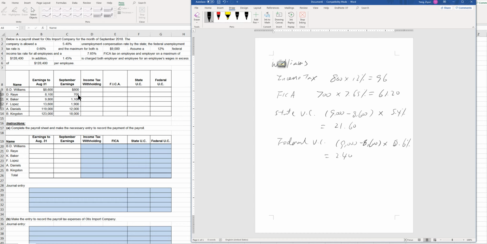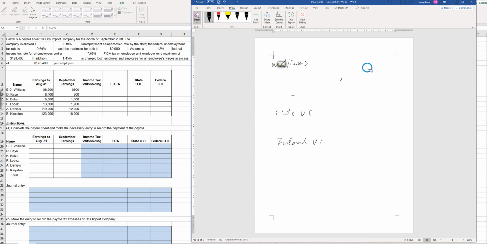The same thing for Lopez. But we're going to talk about Daniels, because if you look at Daniels' compensation, it's pretty high. For the income tax, it will be the same. You can apply 12% income tax on Daniels' compensation. Income withholding, we apply the 12% on that. You're going to get $1,440 income tax withholding.